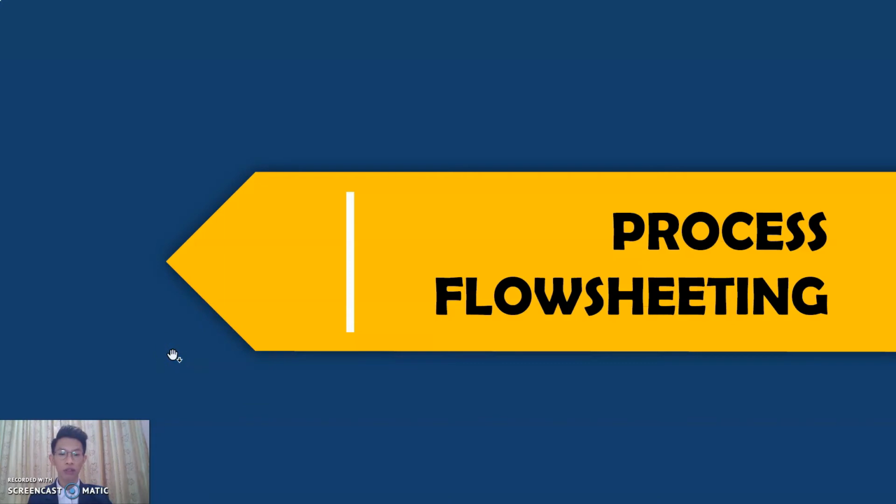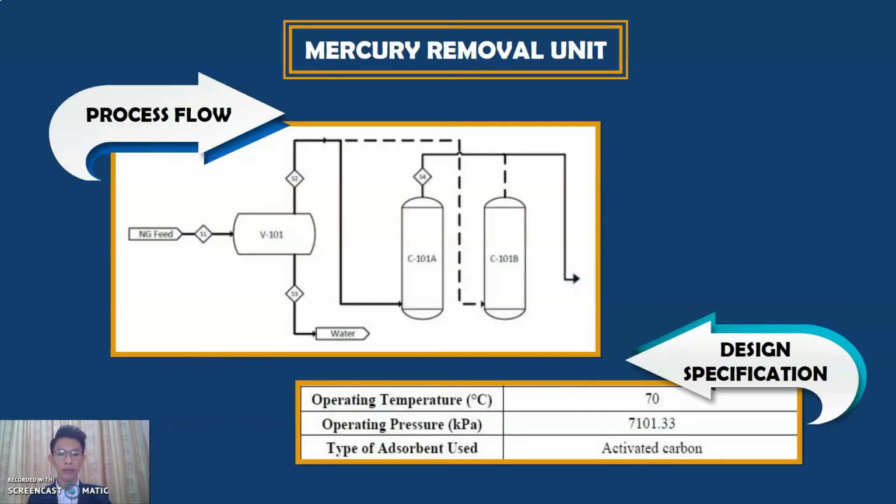Next, I'll move on to the process flow sheeting of the proposed LNG plant. The process starts with the slug catcher unit, where it acts as the primary separator. The natural gas comes in saturated form, and the slug catcher is used to remove slug from the natural gas. The feed gas is then channeled to the mercury remover unit.